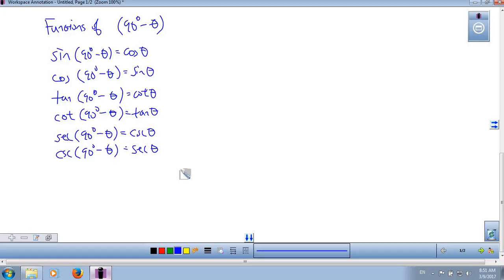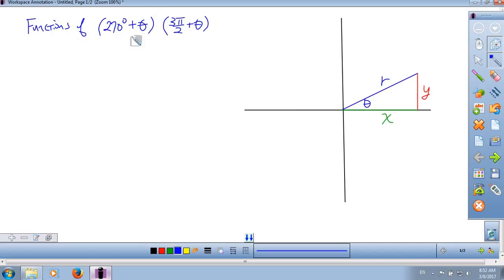Alright, now let's move on to another set of functions that we use a little bit less, but that are still very important. Okay, so now let's take a look at the functions of 270 degrees plus theta. So basically, this is our original theta with radius r, with x and y, the adjacent leg and opposite leg, determining our function values. So let's take a look at 270 degrees plus theta.